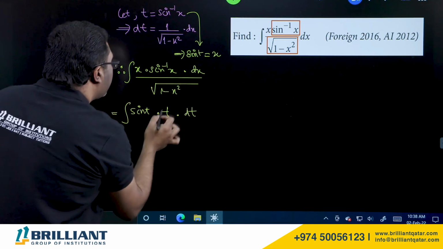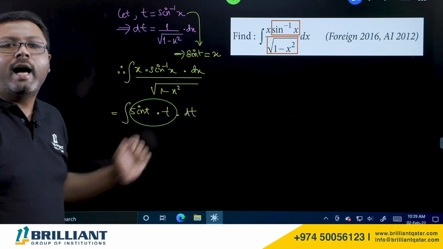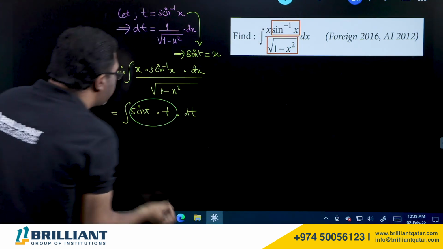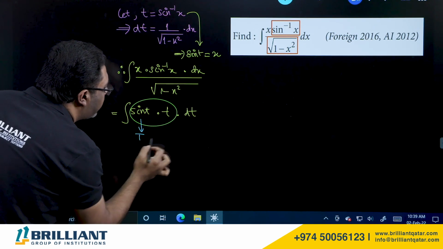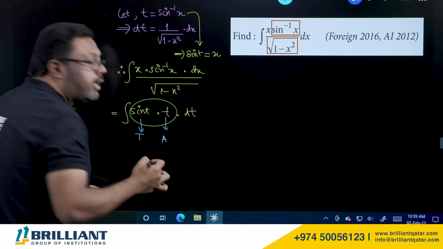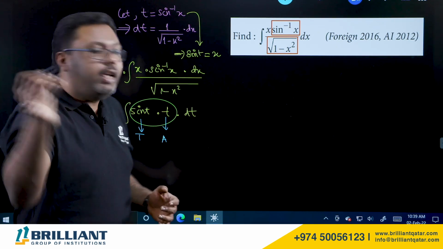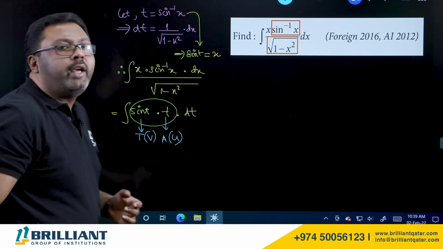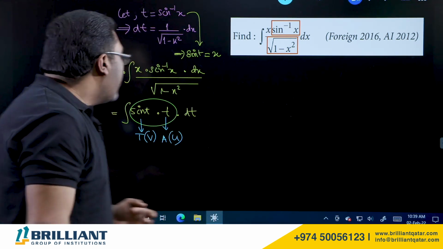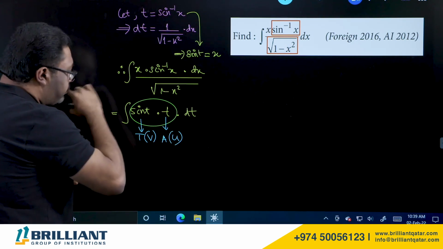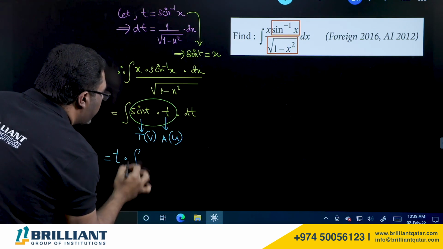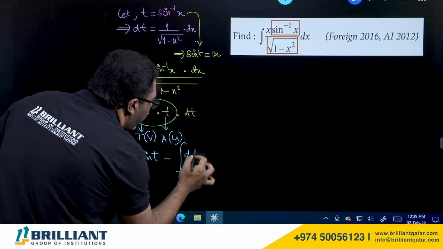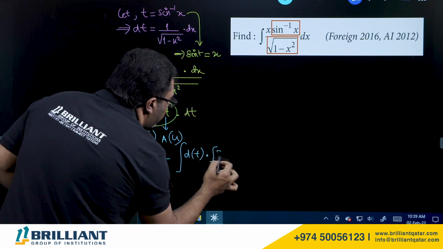Now the question clearly looks like ILATE. For me, this is now an ILATE question, which says that this is trigonometry and this is algebra. ILATE. L-A-T-E. So A comes first, call it U, and T comes second, call it V. Okay, so apply the ILATE rule. That is equal to U into integral of V minus integral of derivative of U into integral of V.